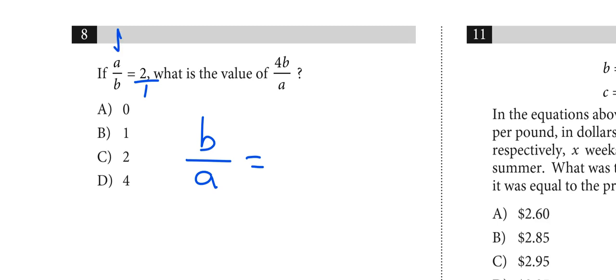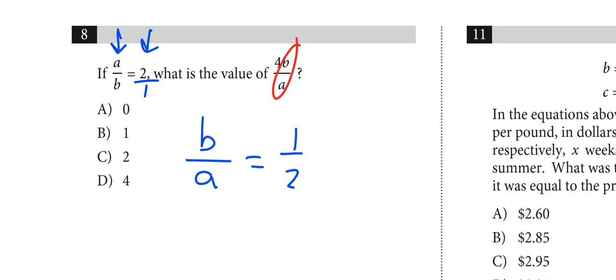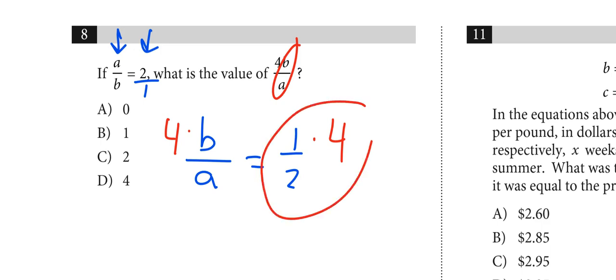If I flip this side, what am I going to do to the other side? Yep. Okay, so why did I do that? Because I noticed in the question they wanted to know something about B over A. Not only do they want to know that, but I know they want to know 4 times that amount. Well, guess what? I know that if you multiply one side of an equation by 4, you better do it to the other side. So what's half of 4? Yes, that's the answer, 2.